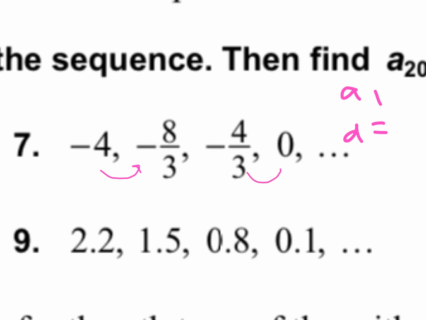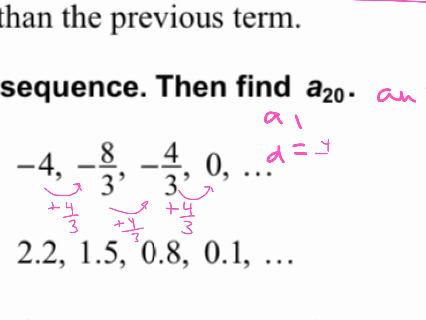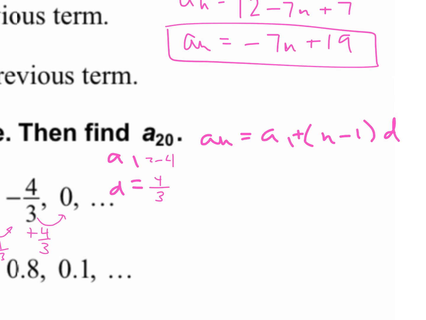Look at this. What are we doing to get from -4/3 to 0? We're adding 4/3. So we're adding 4/3 here and adding 4/3 here. So what's our common difference? 4/3. What's our first term? -4. So let's plug that into our formula. We have a sub n is equal to a sub 1, which is -4, plus n minus 1 times d, which is 4/3.